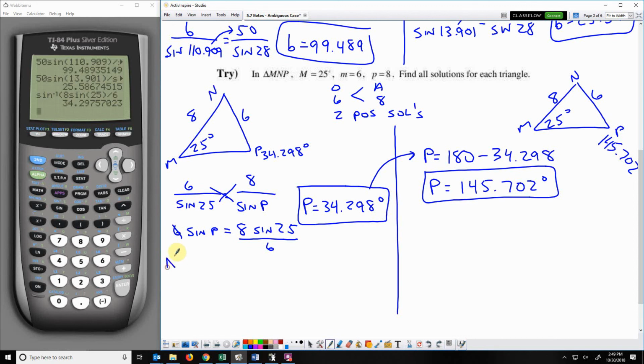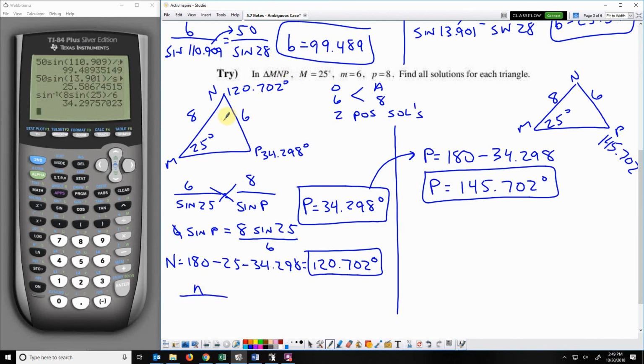So for angle N, 180 minus the two angles that I know, 25 and 34.298. And that gives me 120.702 degrees. So there's angle N, 120.702 degrees. So side N over sine of 120.702 is equal to 6 over sine 25.